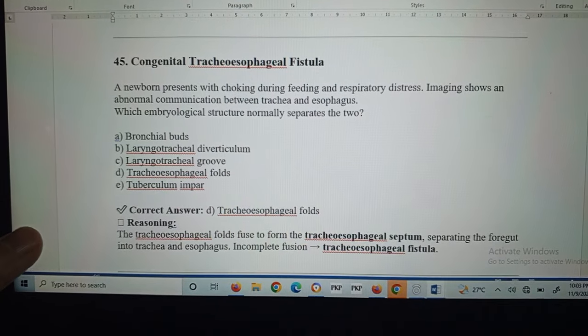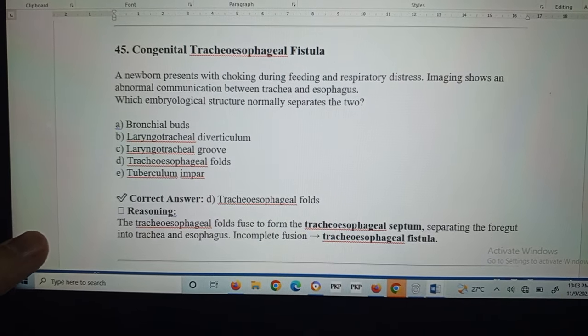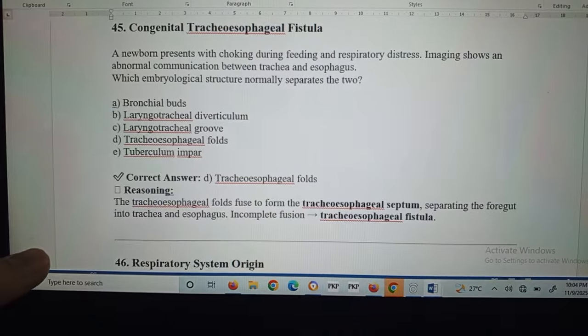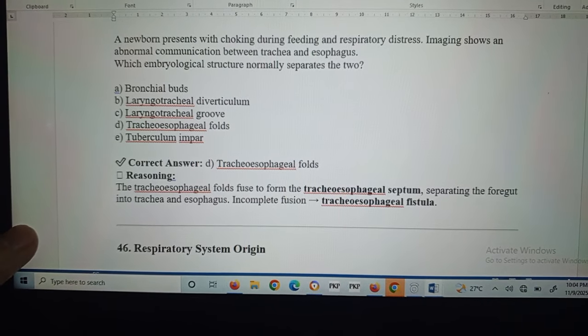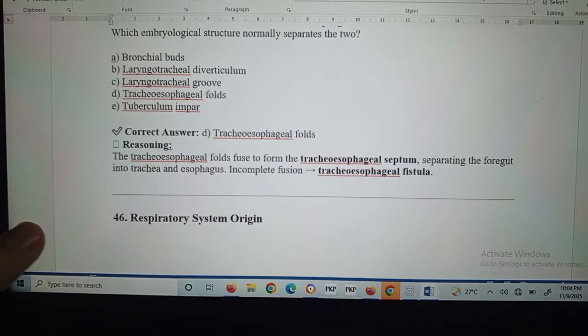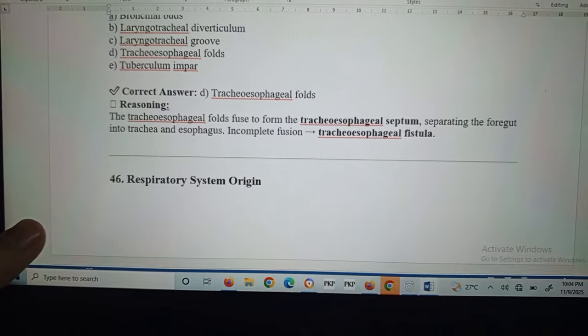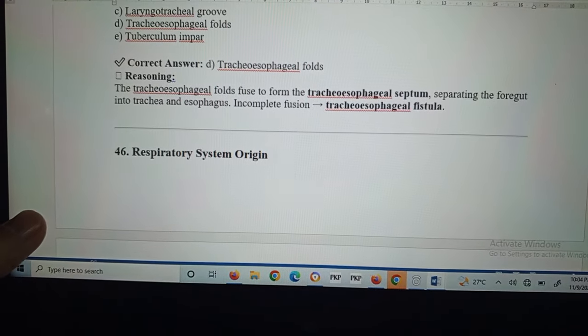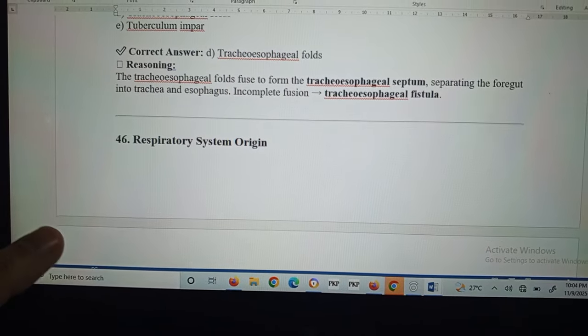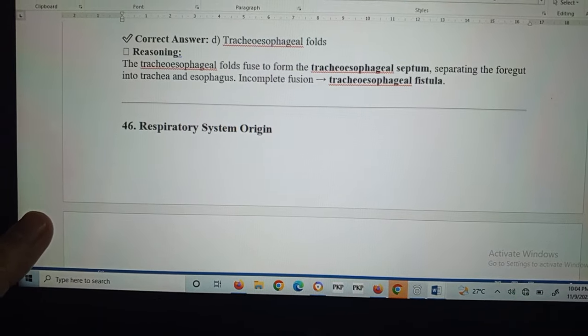Question number 45. Congenital tracheoesophageal fistula: a newborn presents with choking during feeding and respiratory distress. Imaging shows an abnormal communication between the trachea and esophagus. Which embryological structure normally separates the two? The tracheoesophageal folds fuse to form the tracheoesophageal septum, separating the foregut into trachea and esophagus. Incomplete fusion leads to tracheoesophageal fistula.